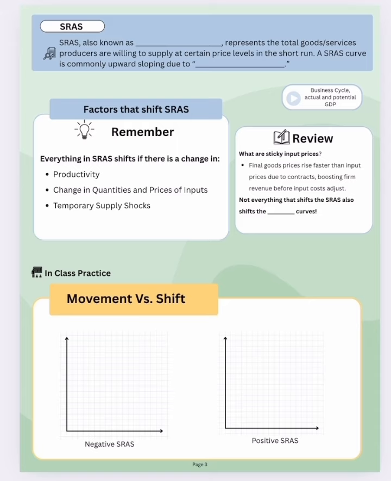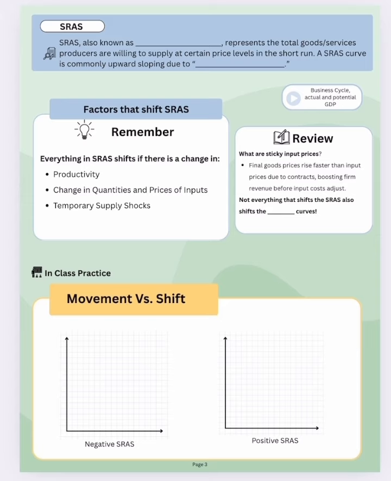Now I'm going to be talking about the SRAS curve, specifically why it's upward sloping. The short-run aggregate supply curve represents the total goods and services producers are willing to supply at certain price levels in the short run. Higher prices lead to more production. Why? It's because prices and wages don't change right away. They take time, and this is shown through sticky prices. Sticky prices is also why this curve is always upward sloping.